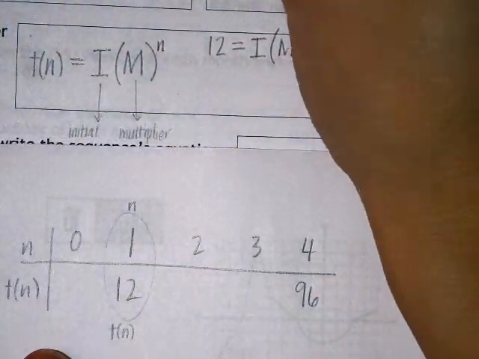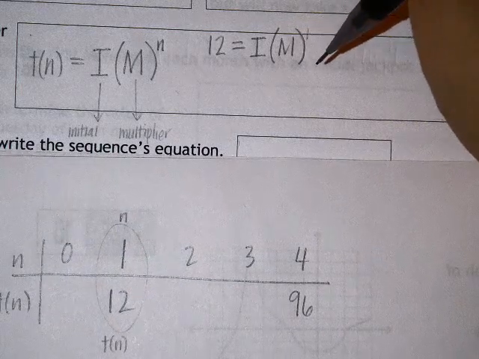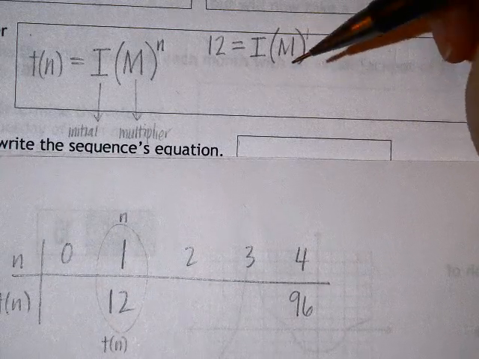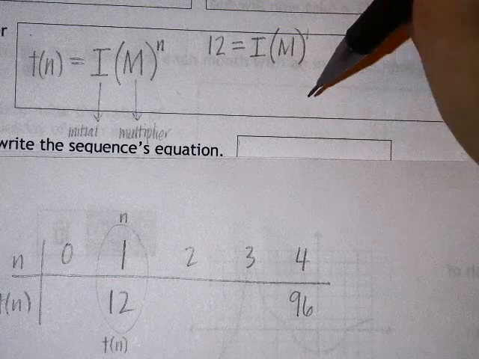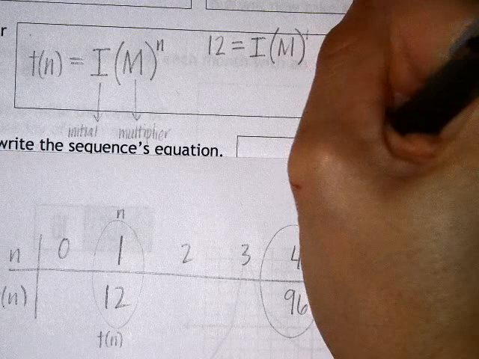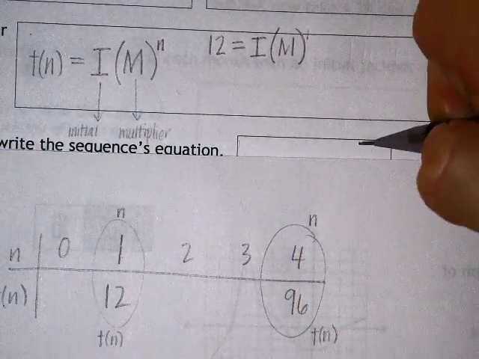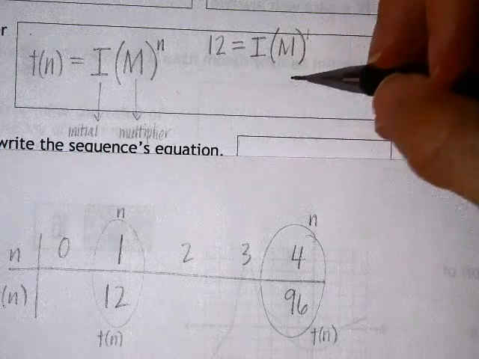So that's why I'm going to have to use the other point as a second substitution. This is why we call it a system, because you're going to end up needing to make a second equation with the second point that they gave us. We're going to plug in n as 4 and t of n as 96 and create a whole separate equation.